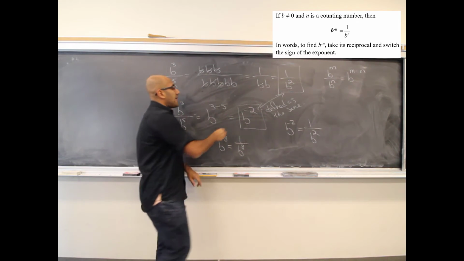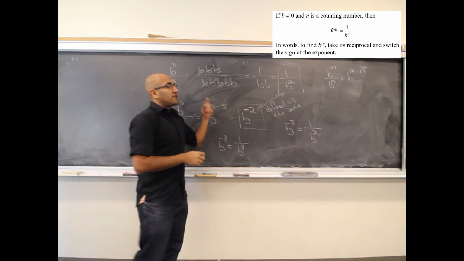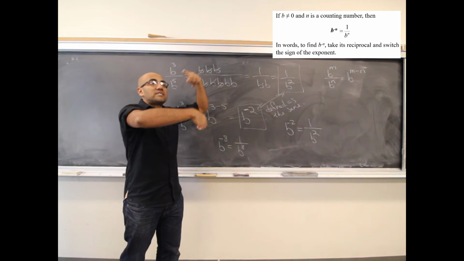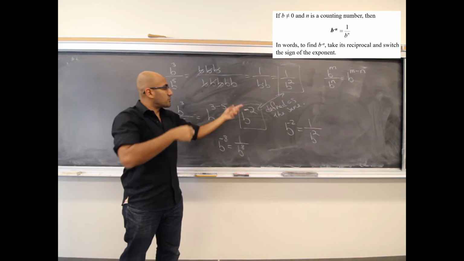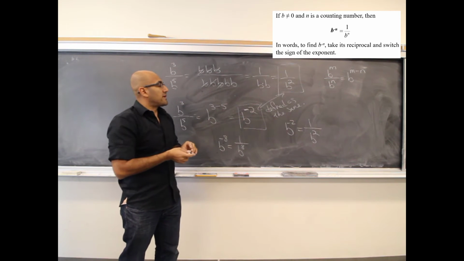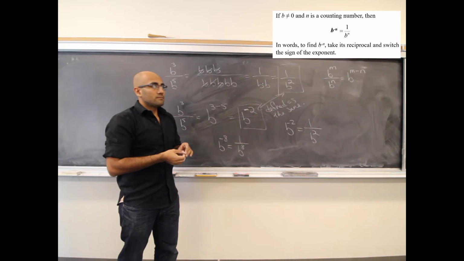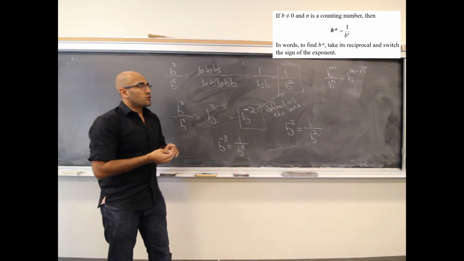That's how we eliminate this negative in the exponent. We define it to be equal to its reciprocal, where we take the reciprocal and then make the exponent positive. Good? Okay, so that's our rule.